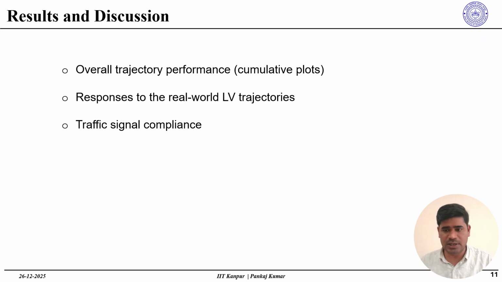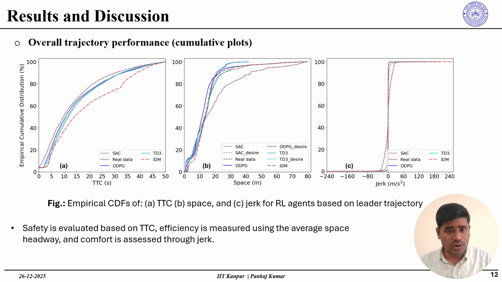Once we have trained the models, now we need to test them. For the testing, we have 3 different scenarios: first, the overall trajectory performance; then the response to the leader vehicle; and then traffic signal compliance. Let's move to the first one, overall trajectory performance. In this case, we have taken 3 metrics. First is the safety metric, which is based on the TTC. Second is efficiency. Third is comfort, which is related to the jerk.